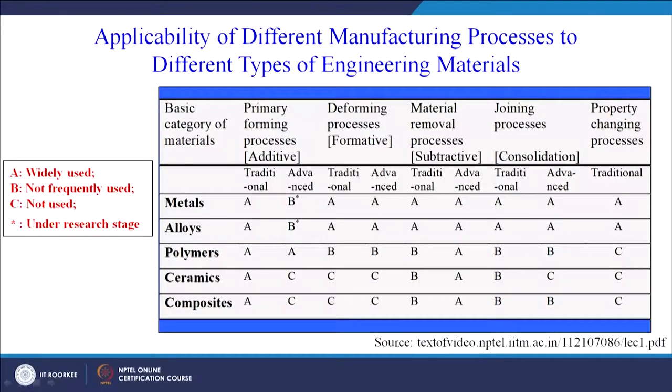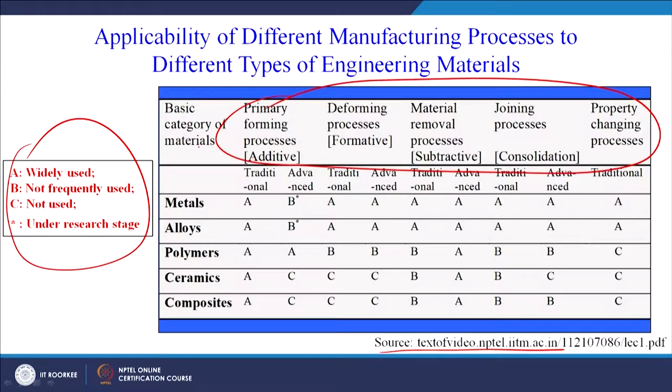This is also available on the NPTEL website. So, applicability of different manufacturing processes to different types of engineering materials. So, we can see A means widely used, B means not frequently used, and C means not used. So, let us take two extreme cases here. These are the processes, various processes which we have just seen.